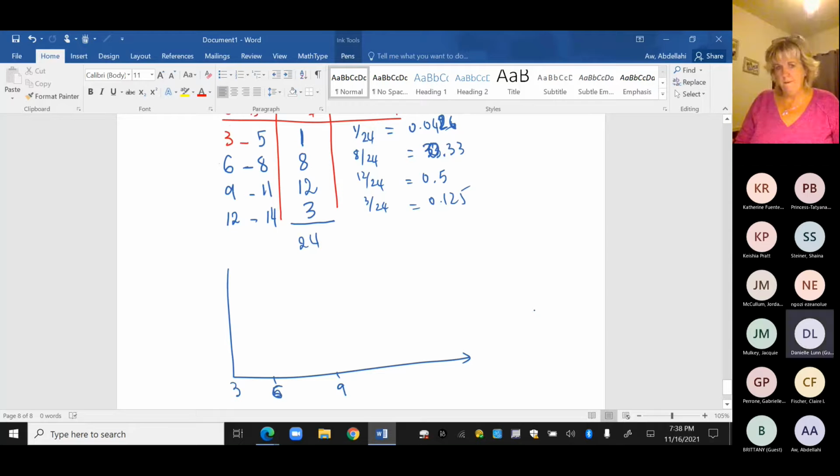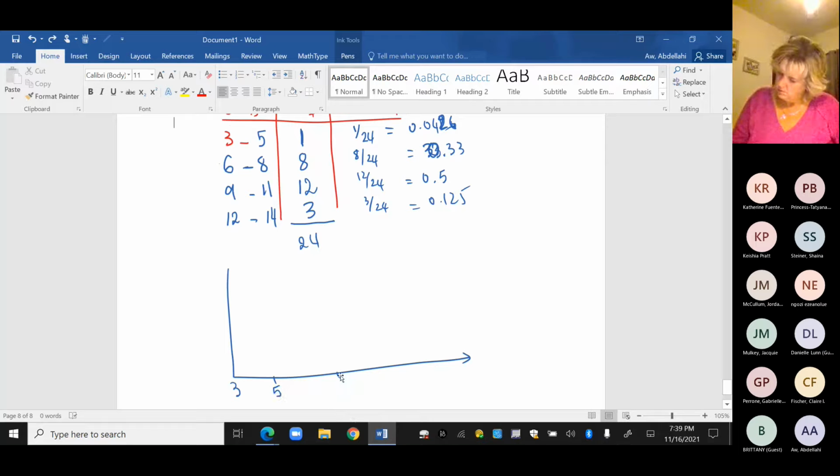What's wrong here is this 9. This must be equal to this, right? You see how far the 9 is? 9 is the next lower limit. The lower limits are 3, 6, 9, and 12. If I put 9 here, then I'm wrong. This distance must be equal to this distance. Everybody see that? That is wrong there.